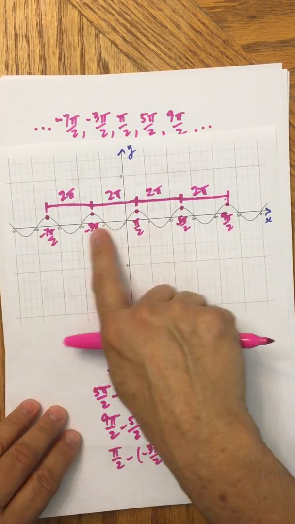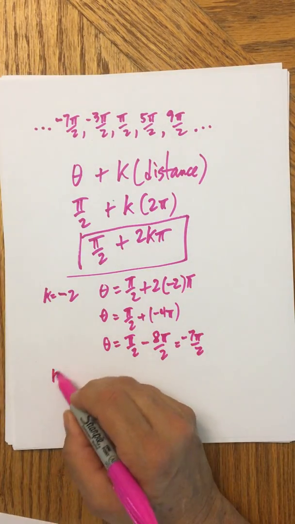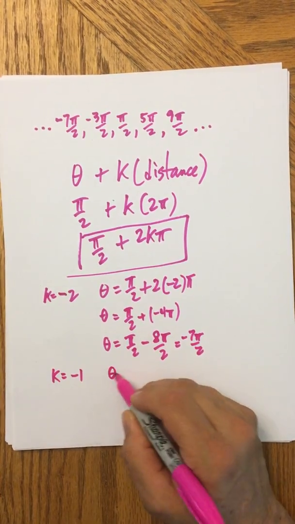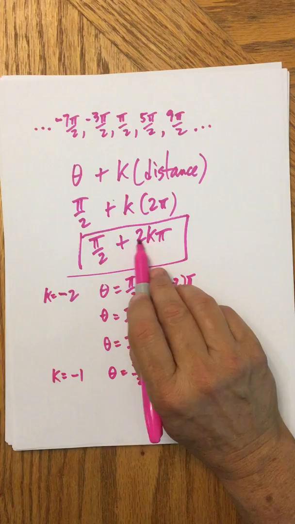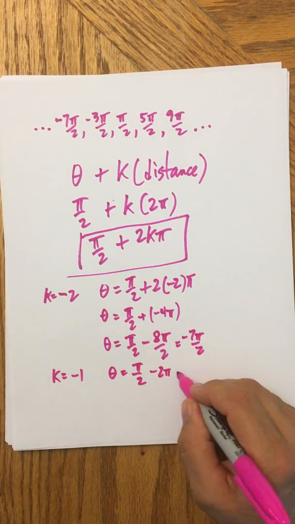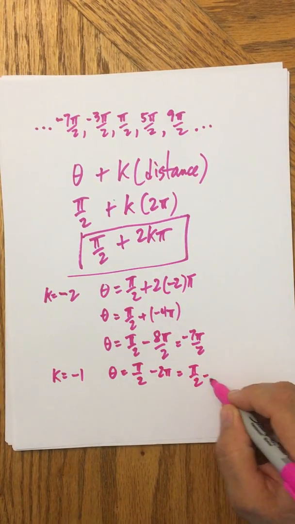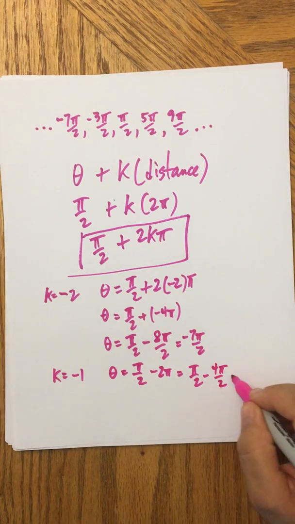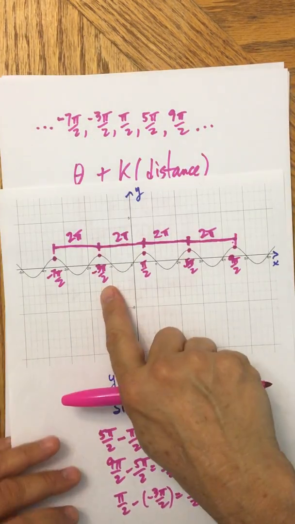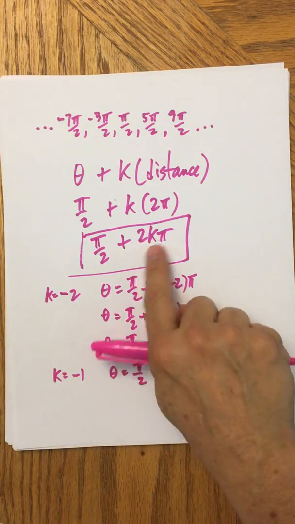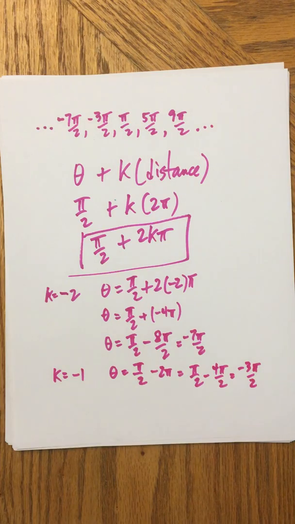Okay. And of course, if you put in other values like k equal to -1, you'd have theta equal pi over 2, we'll just kind of clean that, -2 pi, which is pi over 2 minus 4 pi over 2, or -3 pi over 2, right? And that's what we see over here. And so on and so forth. You can get all of these, right? If I put 0 in, of course, I just get pi over 2, and so on and so forth.